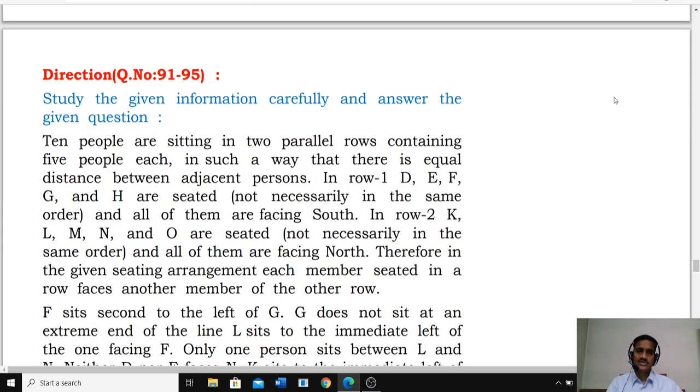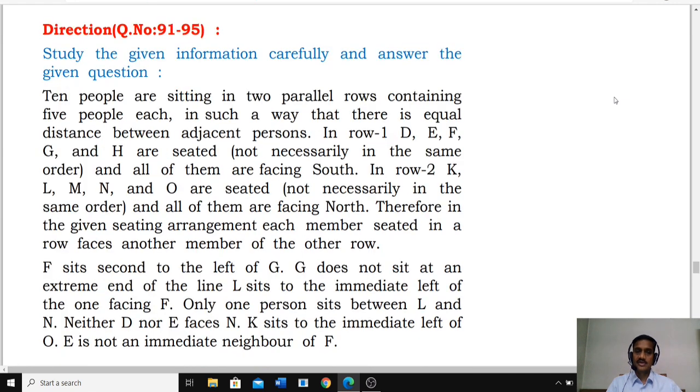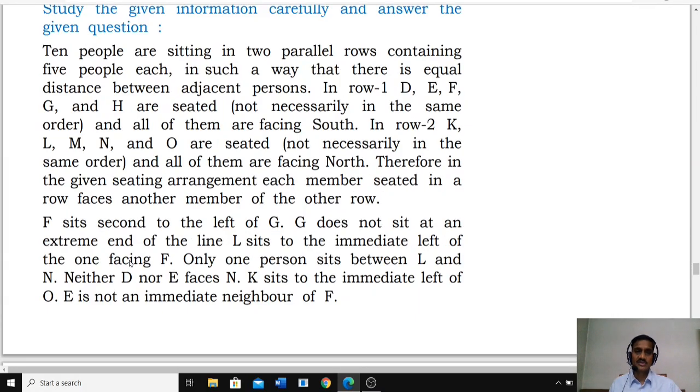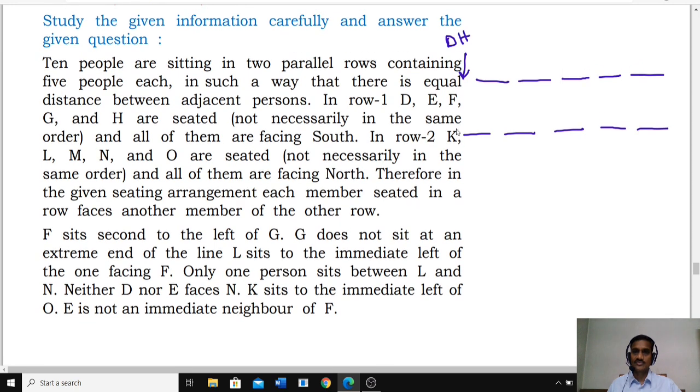95. Ten people are seated in two parallel rows. Again, two parallel rows with only ten people. The information is also very little, at most about three statements. In one row, 1, 2, 3, 4, 5, and another 5 persons, 1, 2, 3, 4, 5, and no other parameter is added. Row 1: D, E, F, G, H, and all of them are facing south. Row 2: K, L, M, and O, and they are facing north. Therefore, in the given seating arrangement, each member seated in a row faces another member of the other row.